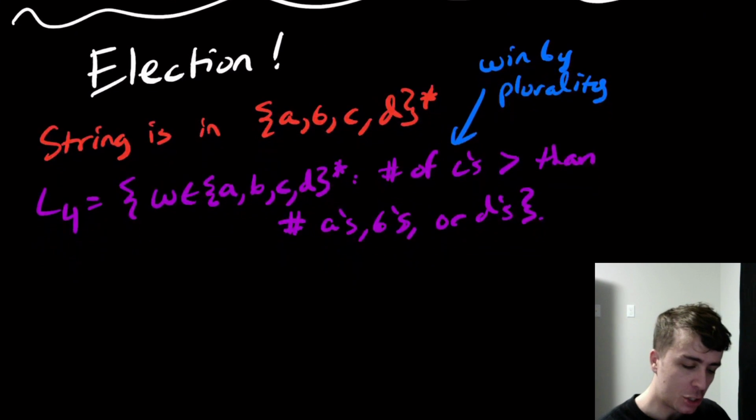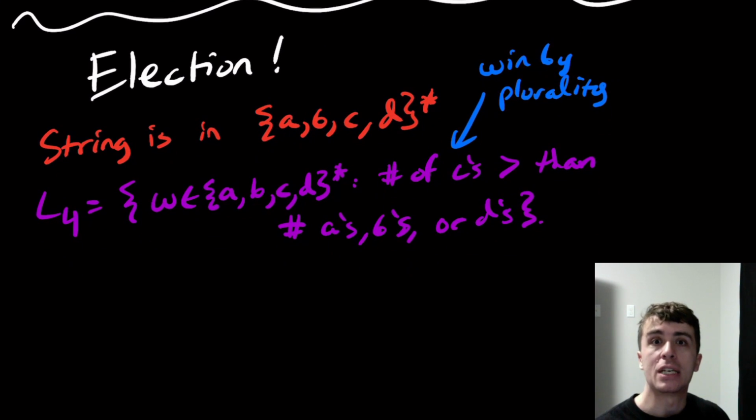And so what this should tell you is that a context-free grammar or anything like a PDA cannot possibly have this language. And so we shouldn't use context-free grammars in elections. That's your PSA for the day.